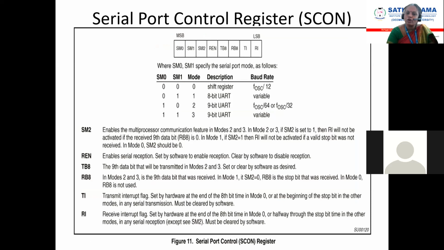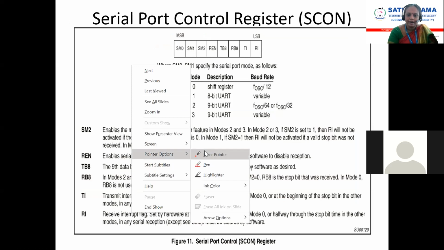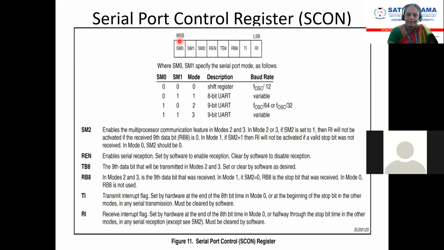Then the serial port control register, that is the SCON register. This register is mainly used to set the mode of serial communication. The first two bits are used for modes of operation. With 2 bits there are 4 modes of operation: 00, 01, 10, 11. So mode 0, mode 1, mode 2, mode 3.